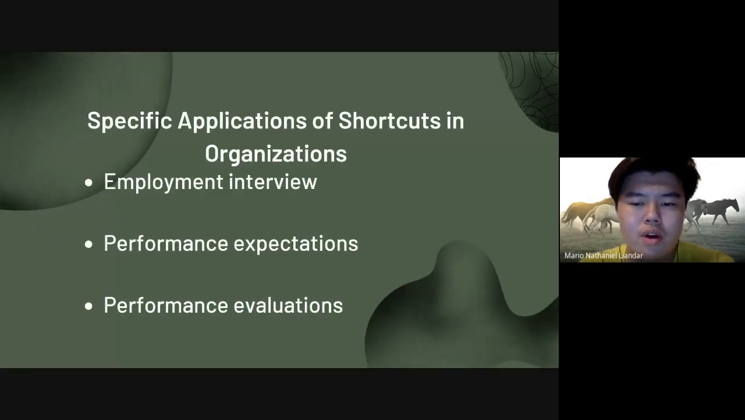Okay, so after we know the four kinds of shortcuts in judging others, there are specific applications of shortcuts in organizations, which are employment interview, performance expectation, and the last one is performance evaluation. These three examples can use any judging shortcuts. For example, when we want to employ someone, we could make a judgment from stereotyping, or maybe because the interviewers have interviewed someone else, they compare it to others, then they use contrast effect. So the four shortcuts can be used anywhere in the three examples.